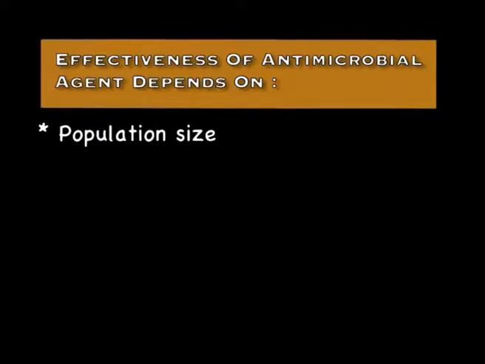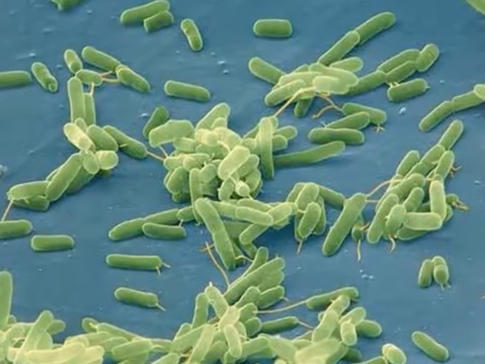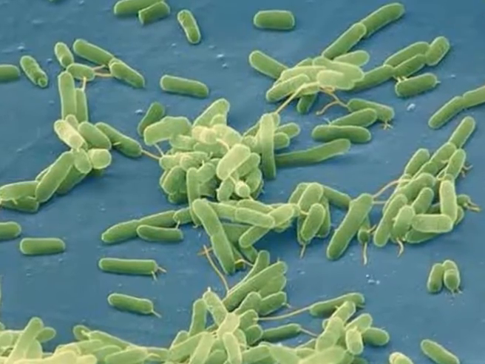I will be discussing with you the different factors on which antimicrobial agents depend. Number one factor is called the population size. Population size means as soon as the microbial titer increases, obviously the duration of time needed to combat those microorganisms will increase.